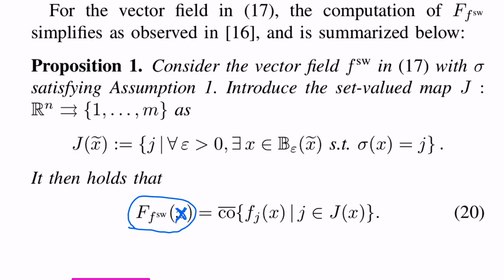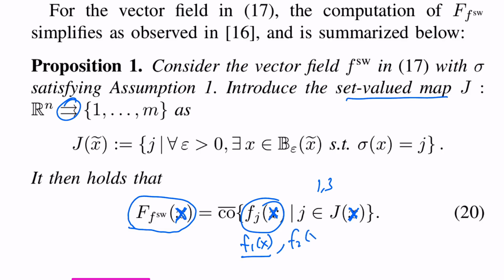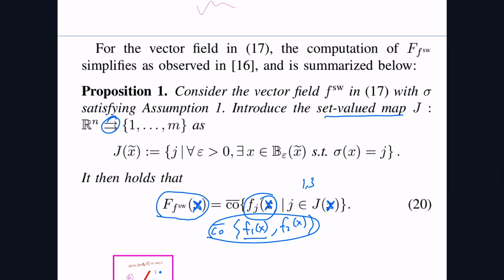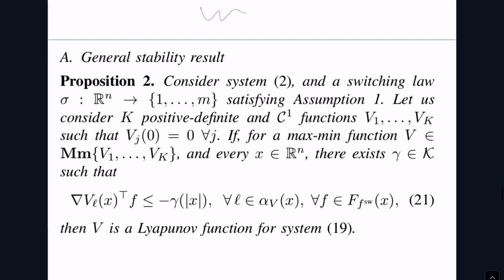We have x, again, for a given x, this is a set-valued map. Let's say we have f1 and f3. Then we look at f1 of x, which is in Rn, and then f2 of x, and then we look at the convex hull, the closed convex hull, which is a set. Yeah, that's it. So these are the mathematical, technical steps that we need to take.